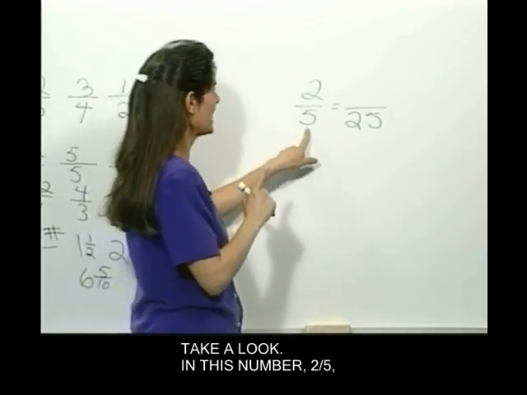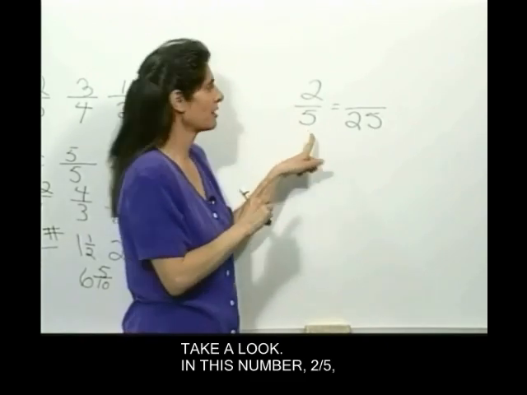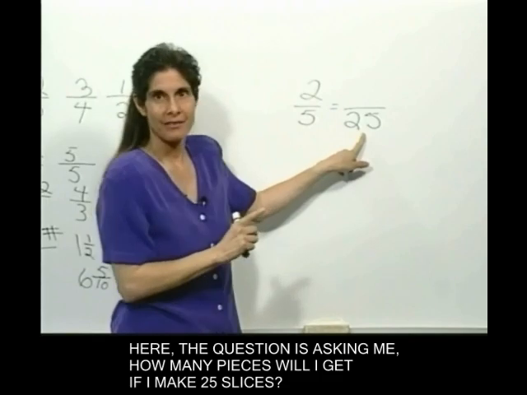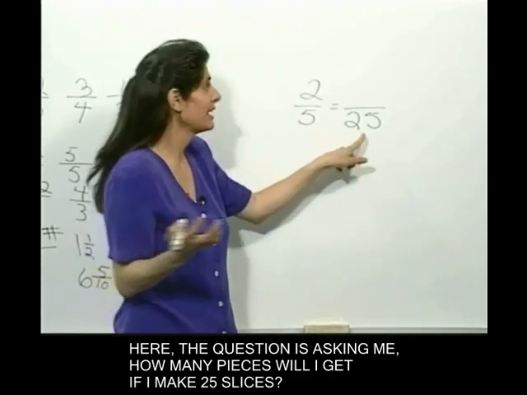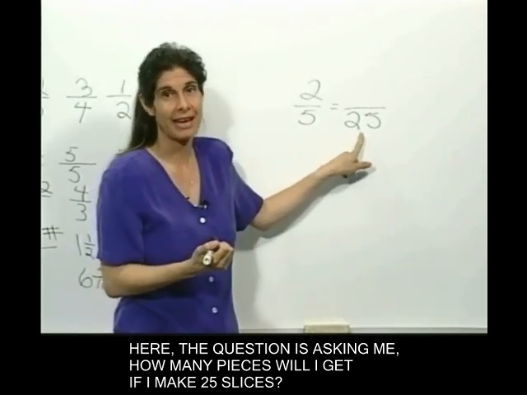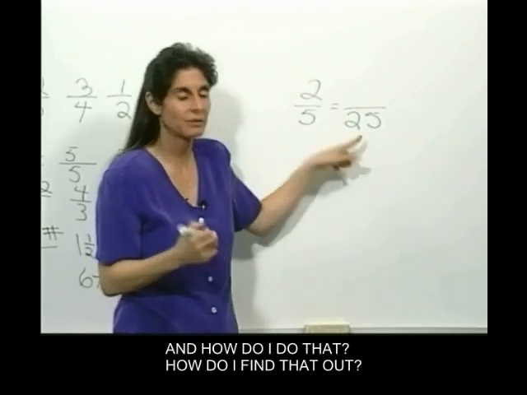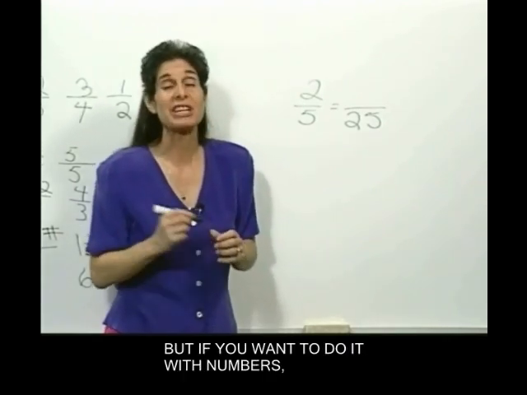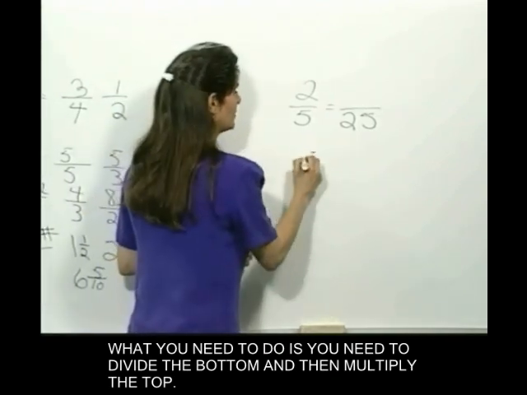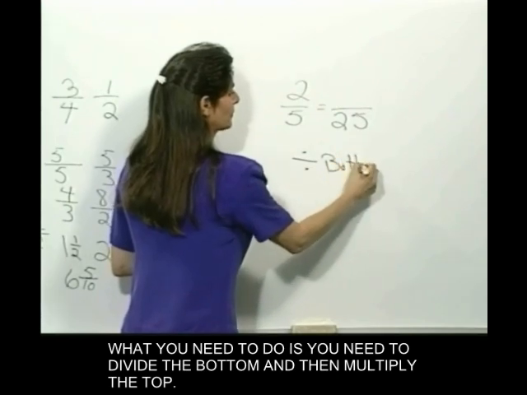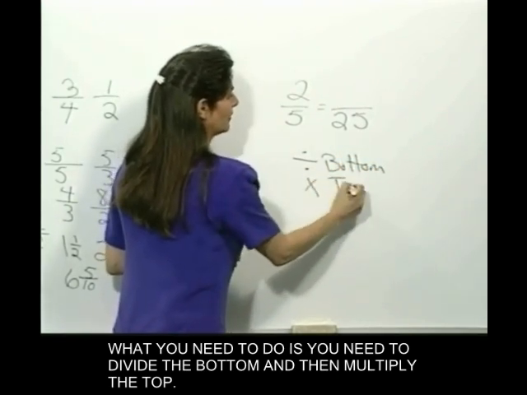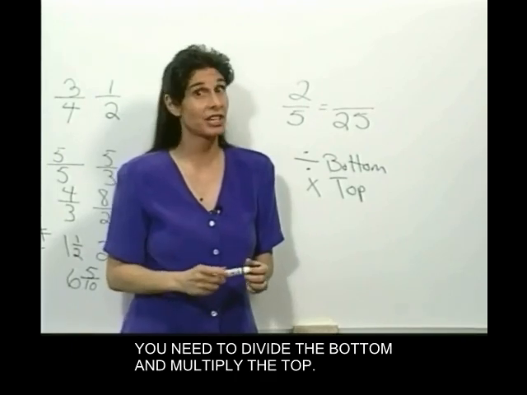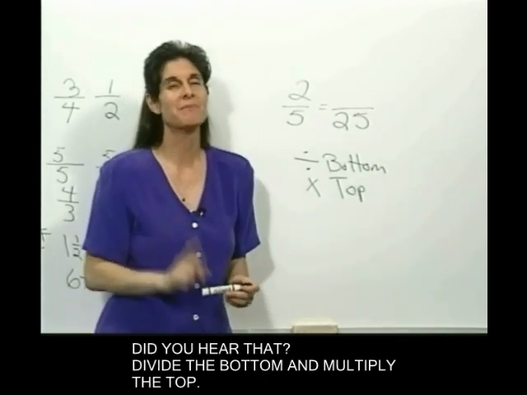Take a look. In this number, 2/5, there are 5 pieces in the pie, and I'm getting 2 of them. Here, the question is asking me, how many pieces will I get if I make 25 slices? How do I find that out? Well, we could buy 2 pies, the same size, and we could cut. But if you want to do it with numbers, what you need to do is divide the bottom and then multiply the top. Did you hear that? Divide the bottom and multiply the top.